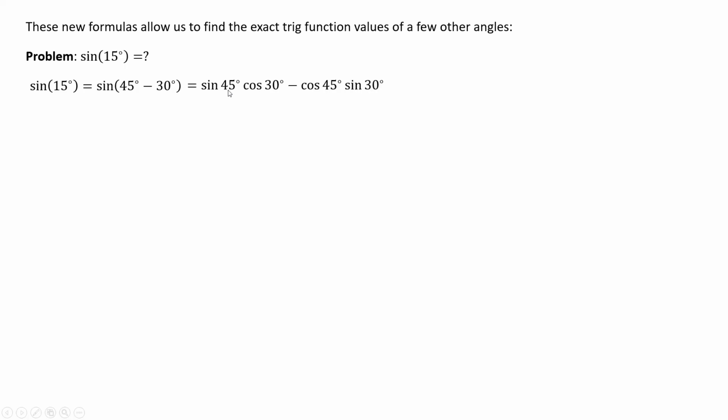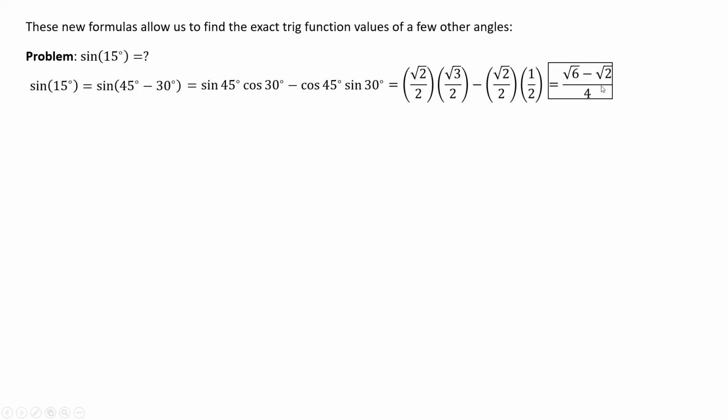Yeah, sine of 45 degrees is square root of 2 over 2. Cosine of 30 degrees is square root of 3 over 2. And cosine of 45 degrees is square root of 2 over 2. Sine 30 degrees is 1/2. And we just plug and chug. And so that gives us square root of 6 over 4 minus square root of 2 over 4. And we can combine that and write as square root of 6 minus square root of 2 over 4.